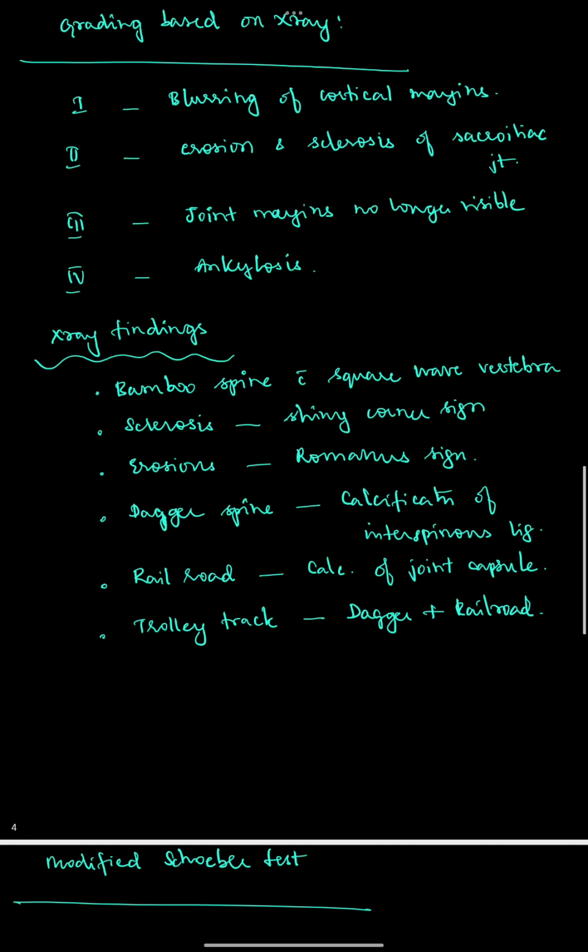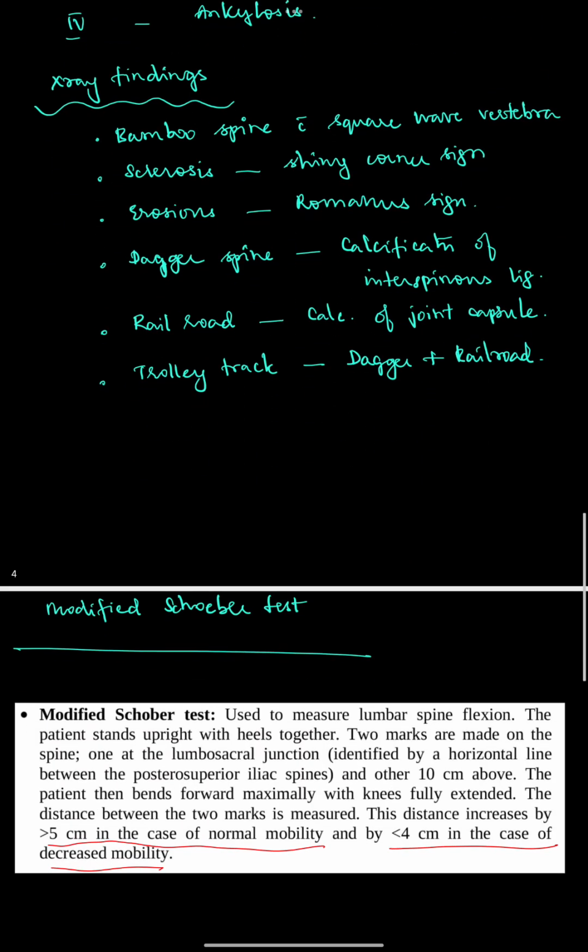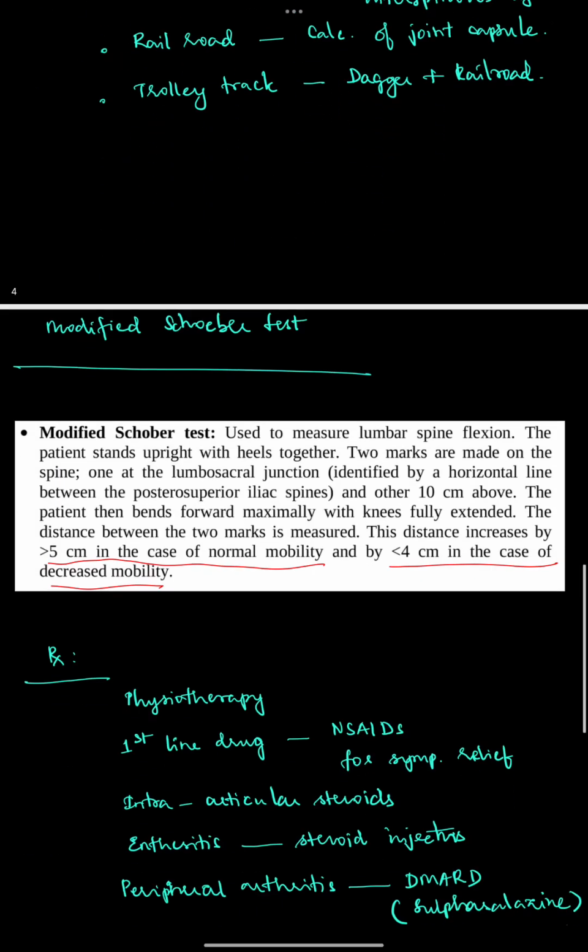Grading of the X-ray: blurring of the cortical margin, erosion and sclerosis, sacroiliac joint margins no longer visible, ankylosis. X-ray findings: bamboo spine with a square wave vertebra with sclerosis, shiny corner sign, erosions, that is Romanus sign. Dagger spine, that is calcification of the interspinous ligament. Railroad, that is calcification of the joint capsule, and trolley track sign is a dagger with a railroad sign.